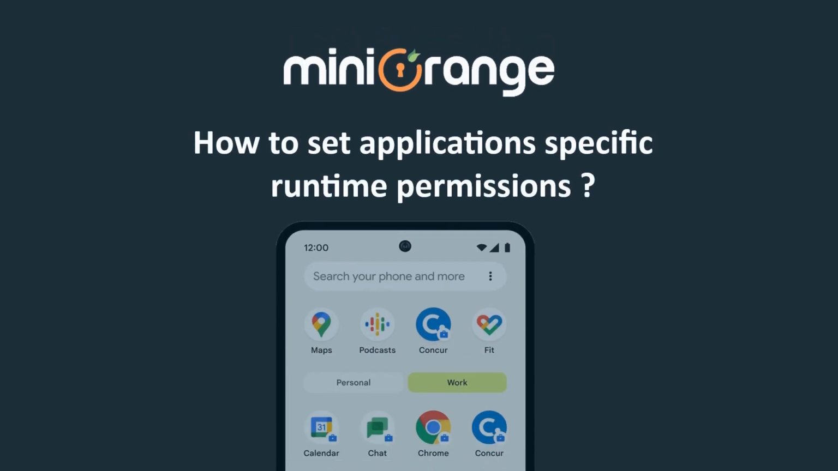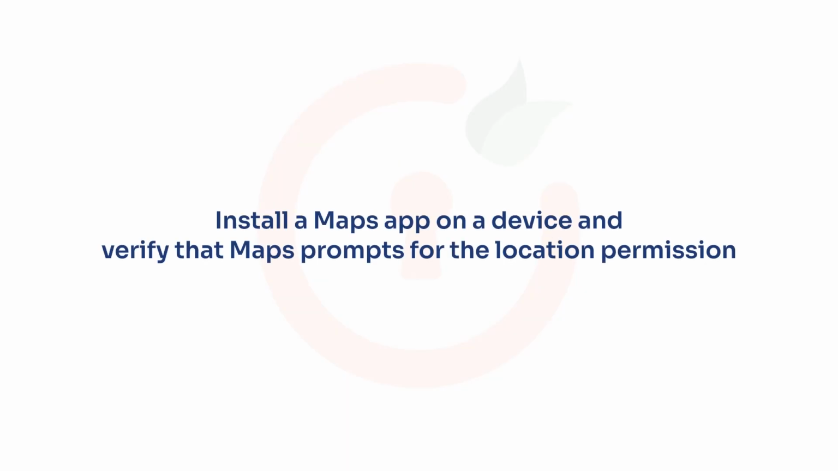In this video, we are going to show you how to set application-specific runtime permissions. As an example, we are going to demonstrate Maps app permissions. These Maps permissions will be applied for application-specific, and we will check its behavior on the Maps app.